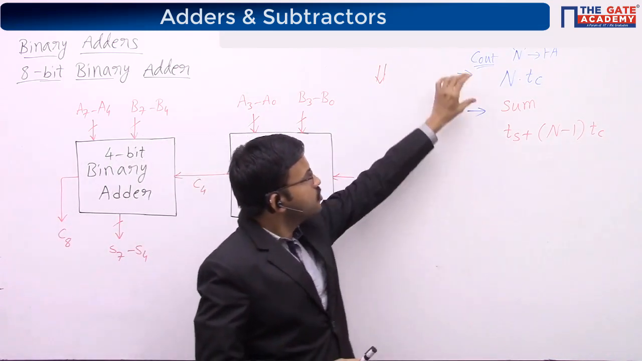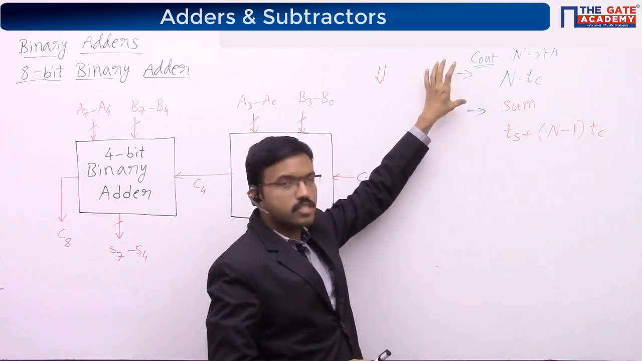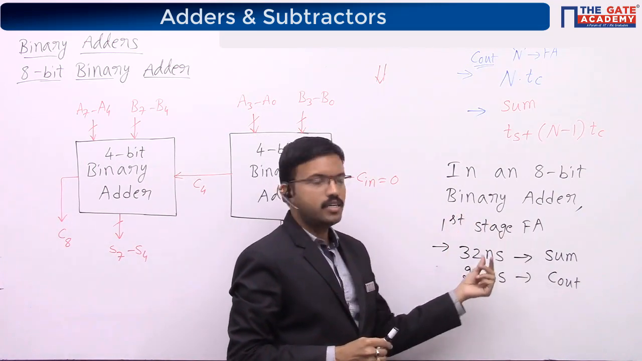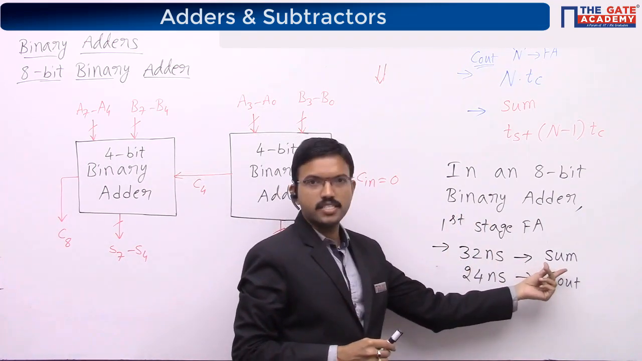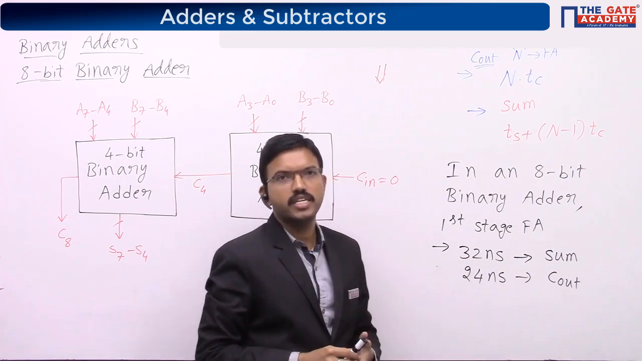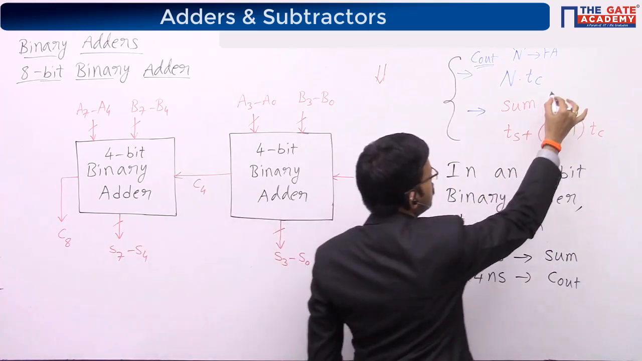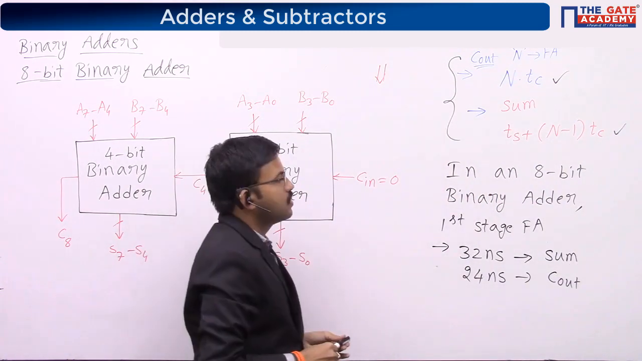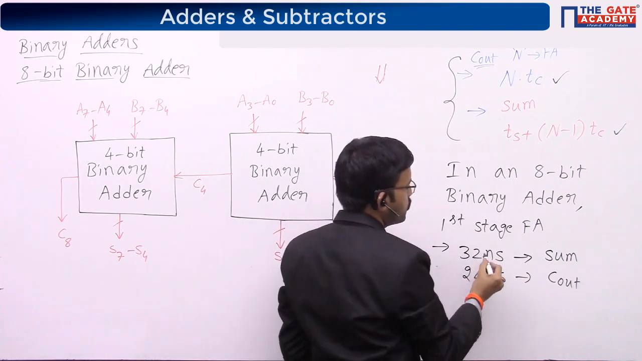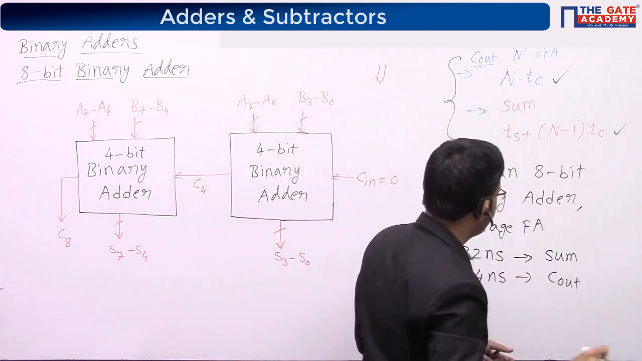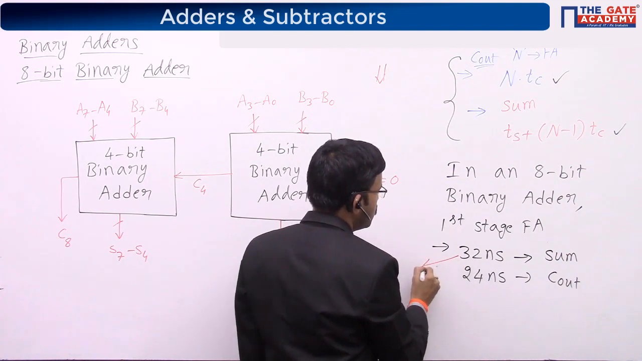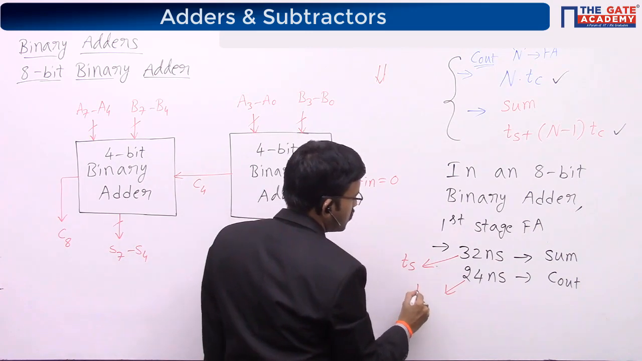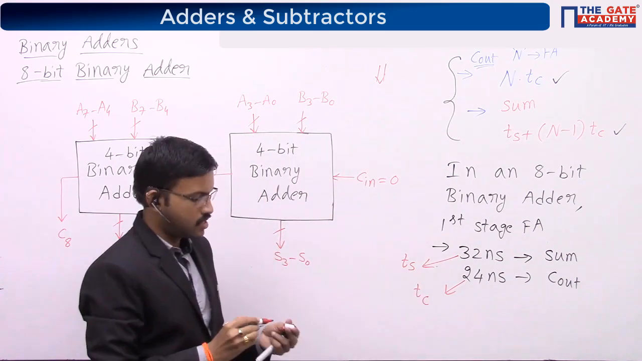Write down the question. You can use these formulas in order to solve this particular question. In an 8-bit binary adder, the first stage full adder takes 32 nanoseconds for generating sum and 24 nanoseconds for generating C out. And among these two, whichever is the larger, that will be the answer. Here in this case, n value is 8. See here, the time required for producing sum is 32 nanoseconds, that is TS, and for producing carry, that is TC, 24 nanoseconds.